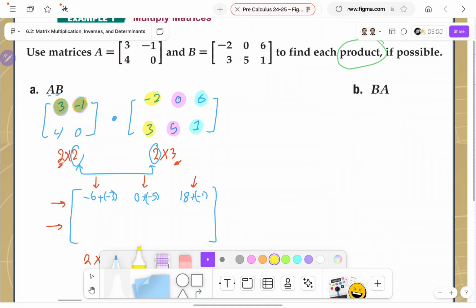Okay, let's do the same thing. After we finish the first row, now we need to do the second row. The second row of the first matrix: 4 with negative 2, then 0 with 3. 4 times negative 2 is equal to negative 8, plus 0 times 3 is 0. Then the second one is 4 times 0, which is 0, plus 0 times 5, also 0. Let's continue. 4 times 6 is equal to 24, plus 0 times 1 is 0.